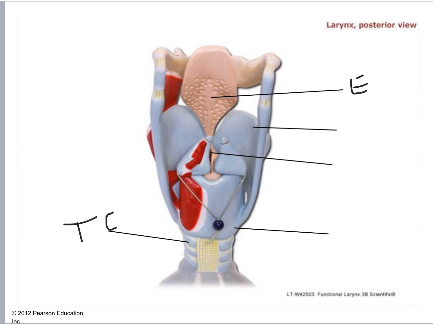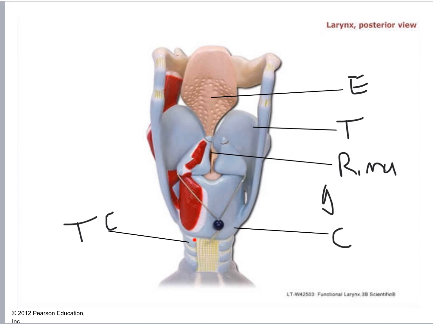Just like it was on the other picture, but now we're looking at it from behind. This next line is pointing to the thyroid cartilage. And then this next line is pointing to something called the rima, R-I-M-A, glottidis. It's also pointing to the glottis. The glottis is an opening between the vocal cords or the vocal folds. All right, this last line is pointing to the cricoid cartilage.